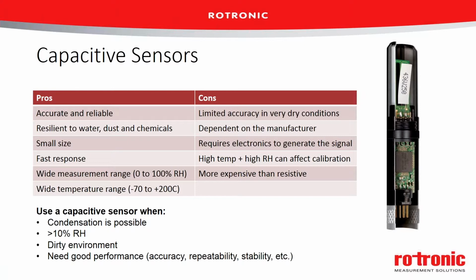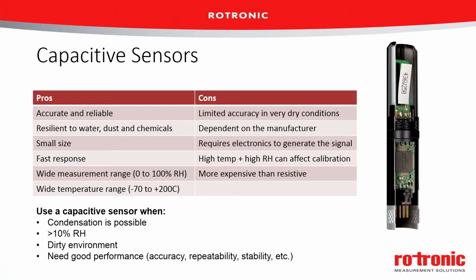We do require electronics to monitor these sensors, and they get a little bit fancy. So it's not something most people could put together themselves. So we're dependent on the manufacturers to have all the signal conditioning in there. High temperature combined with high relative humidity can also affect the calibration on some of these sensors. Again, it varies manufacturer to manufacturer, but it's something to keep in mind if you're looking at a very high humidity at a high temperature.